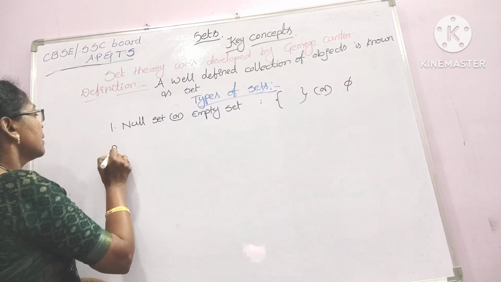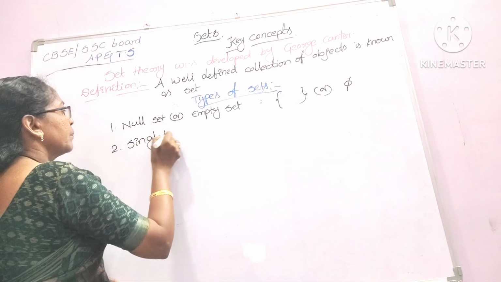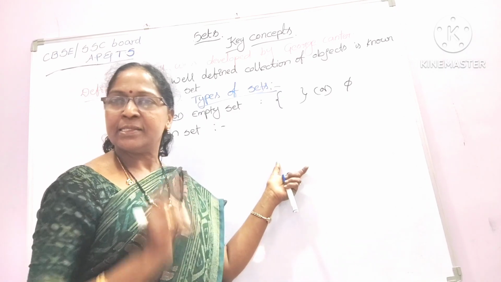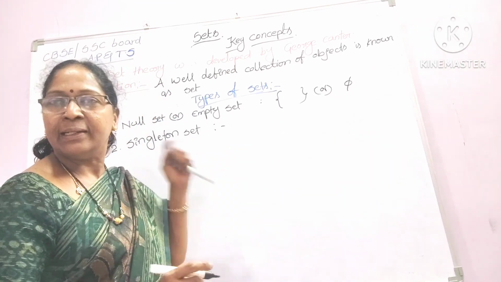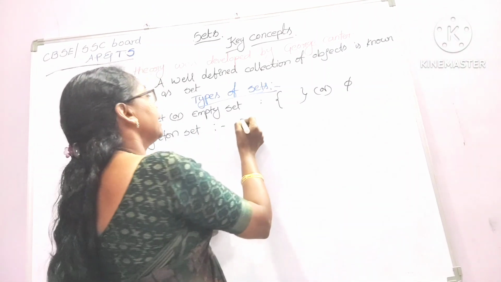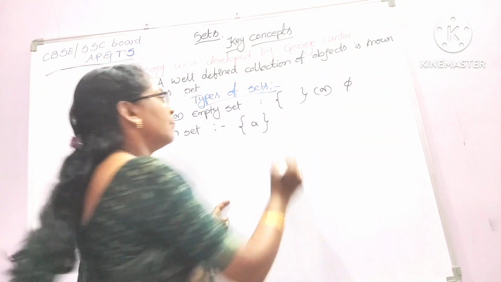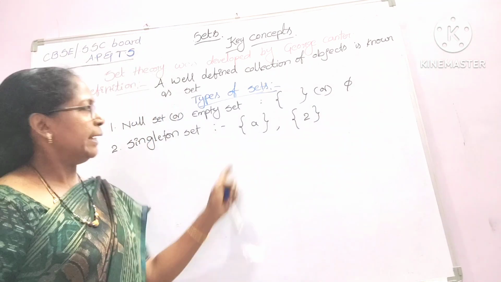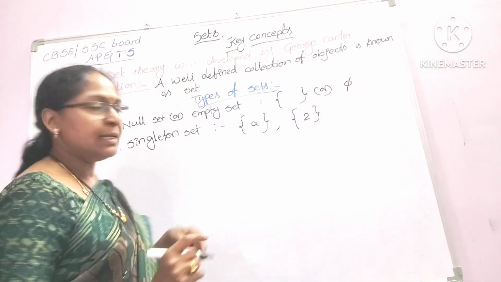Next one is singleton set. A singleton set means a set consisting of only one element. That means one element in the set, we call it a singleton set. Like this, suppose A is the element. This is one set. Or another way, 2 is the element. Like this, any other element, only one element in the set, that we call a singleton set.